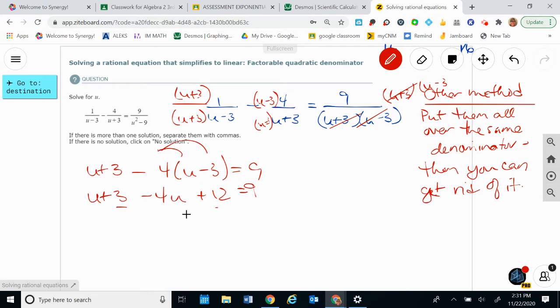Combine like terms, you get negative 3u plus 15 equals 9. Negative 3u is equal to, subtract 15, negative 6. So u equals 2. That sounds about right.